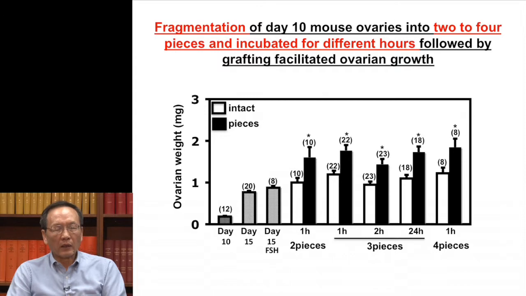And then we also found you cut into 2 pieces or 4 pieces, doesn't matter. Everything, all the black bars are the ones that cut. So no matter how many pieces you cut, no matter how long you incubate, it gives you the same result. So you only need very short-term incubation, and you can cut into different pieces, and it's the damage that's doing the job.